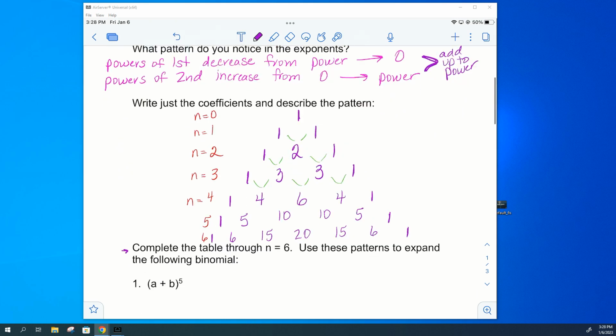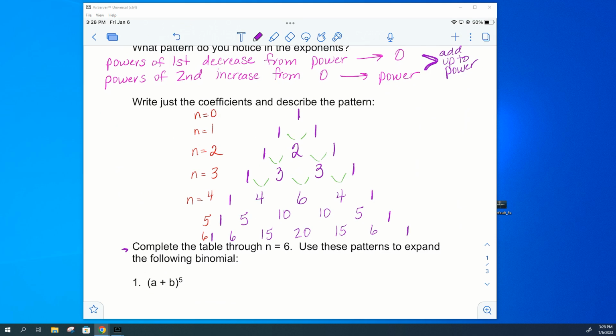So pretty cool. Now you're like, okay, that's great and all. That's cool, but how does that help me? Well, let's do number 1. It says, use these patterns to expand the following binomial. I certainly don't want to multiply a plus b out 5 times. That's going to take me forever. You can actually do it very, very quickly.